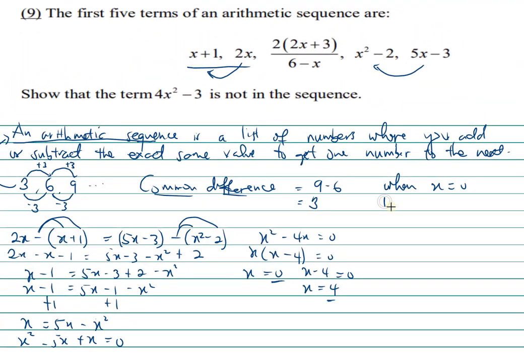That will give us 1. 2 times 0 will give us 0. Then 2 times 0 will give us 0 plus 3 will give us 3. 3 times 2 will give us 6. Then 6 over 6 will give us 1. You realize that this is giving us a loop: 1, 0, 1, and so on. And this is not an arithmetic sequence.